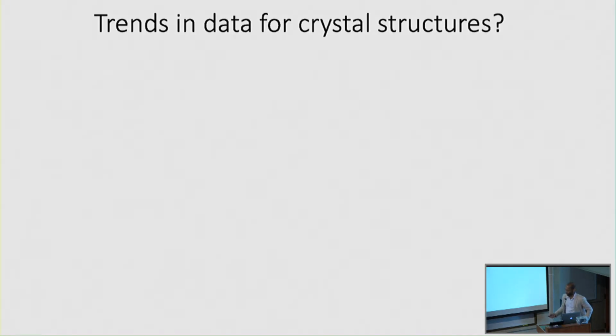Now, we've done this for chemical elements. It's something familiar to you, and you know the trends that emerge in the periodic table if you go along the columns and the rows. Can we do something similar for crystal structures?